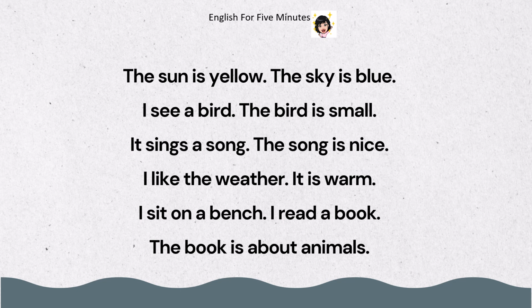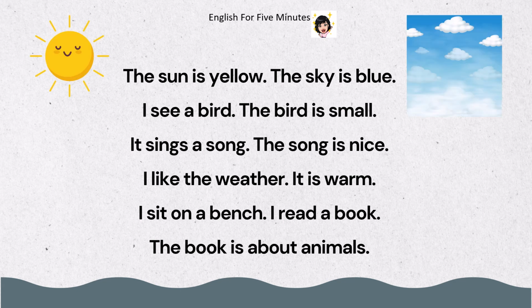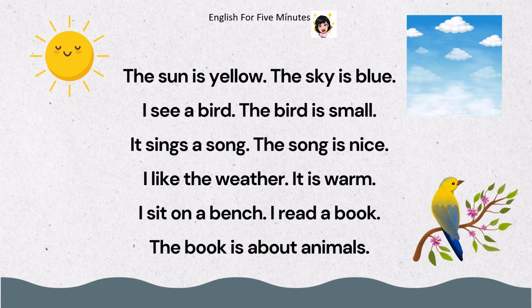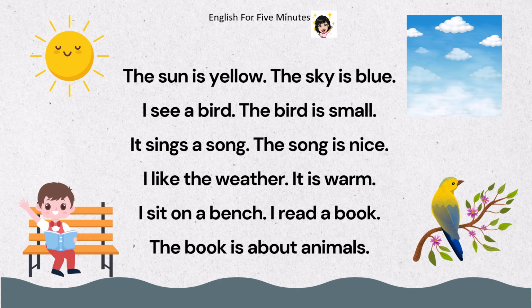The sun is yellow. The sky is blue. I see a bird. The bird is small. It sings a song. The song is nice. I like the weather. It is warm. I sit on a bench. I read a book. The book is about animals.